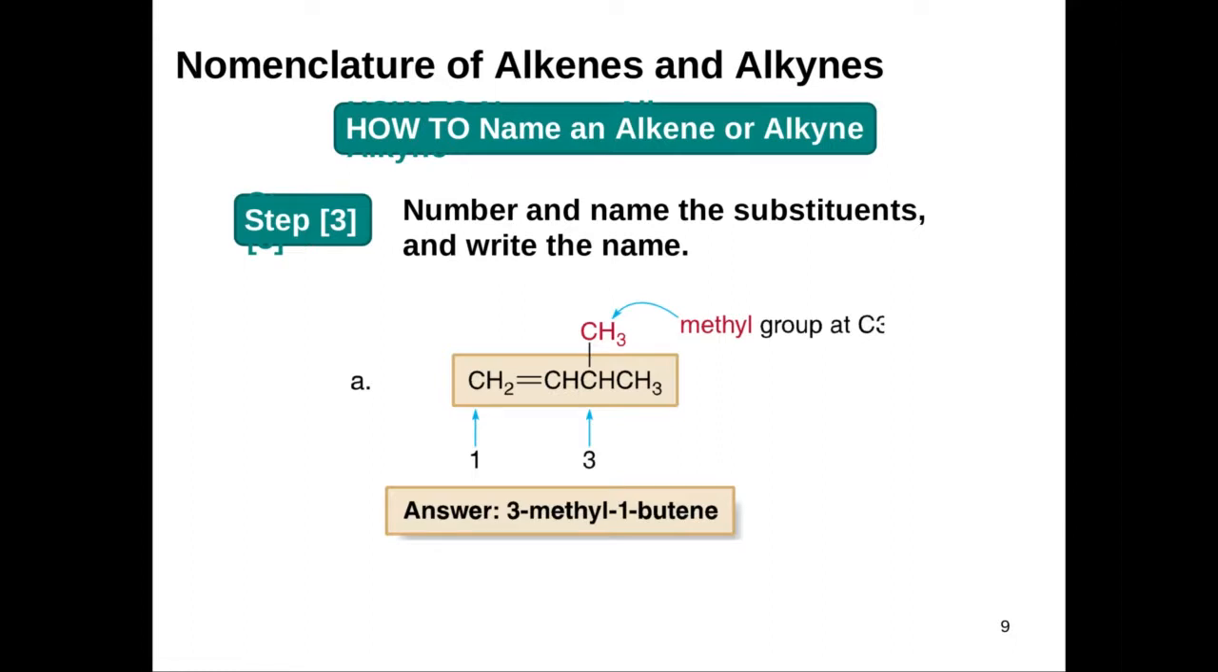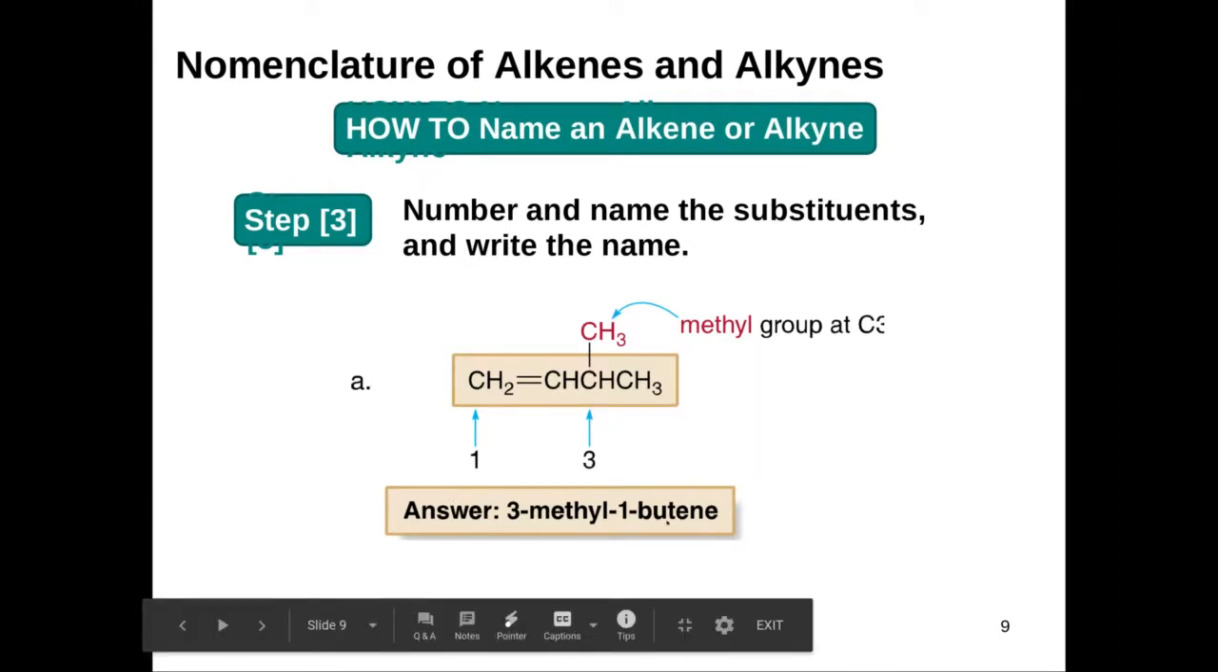Then finally, we have to look at the substituents, right? We have to look at those R groups. So in this case, we have a methyl group on our butene, right? And we number this 1, 2, 3. We see that methyl group is at the 3 spot. So thus we started with 1-butene. We add the 3 dash methyl dash 1 dash butene.